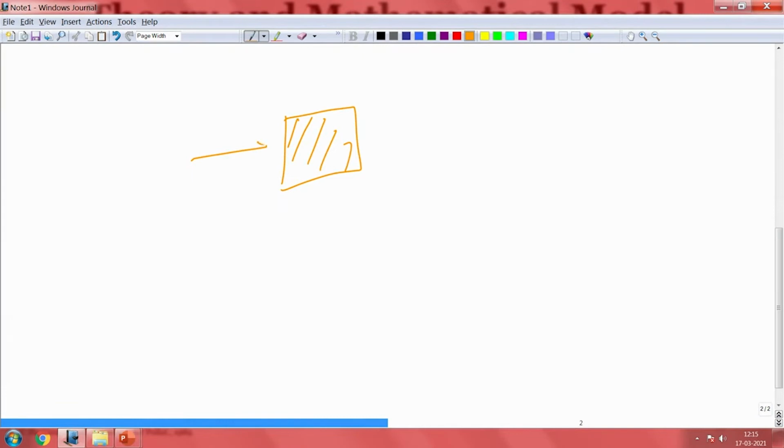So, instead of passing a single light, lambda 1, and detecting, I will have I naught of lambda 1 and I detect it as I of lambda 1 by the detector. And I have one more light that I pass through this tissue. I have I naught of lambda 2 and I detect it as I of lambda 2.